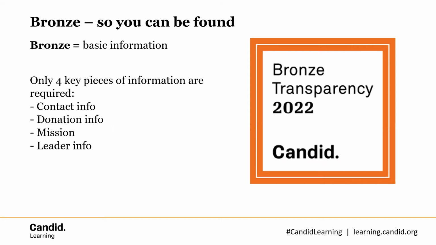So 4 key pieces of information required to earn a bronze seal. You'll need contact info for your organization, like a mailing address. You'll need donation information, so where people can send donations. Information about your mission, so provide your mission statement, identify the issue areas you work in and the populations you serve. This makes you more findable in the GuideStar database. And then finally, information on your leader, just what's their name, who they are. So that's all you need to get a bronze seal. So yeah, anyone should be able to do that fairly quickly.